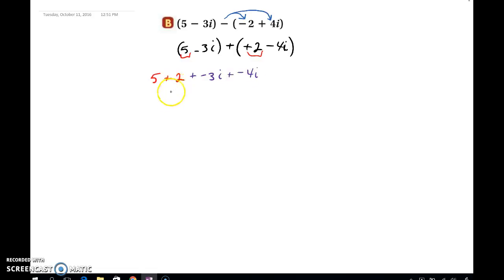So then 5 plus 2 will give me 7. And then plus negative 3 plus negative 4 will give me negative 7i. So we don't need to write plus or minus there. So our final answer will be 7 minus 7i. All right, so it's the same thing as if you're doing it with variables, but instead it's this i, which is representing an imaginary number. With the negative sign, though, you need to remember to distribute that negative sign first if you are subtracting.